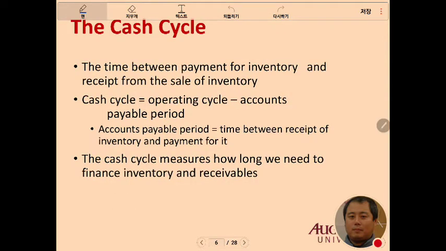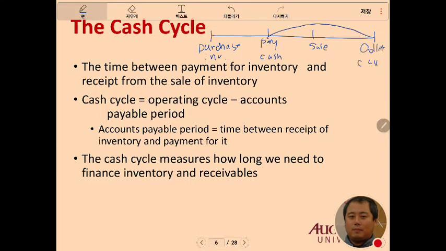Now we can also have another cycle called the cash cycle. The cash cycle is the cycle from paying cash to receive cash. So again, we also have these four: this is purchase inventory and pay cash, and this is sales made and collect cash. Now this is the cash cycle. And the cash cycle is really the total operating cycle minus the account payable period, this period.